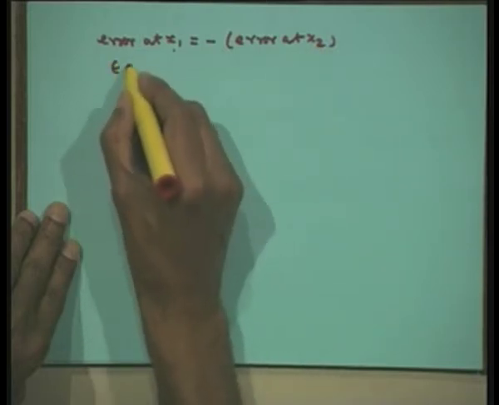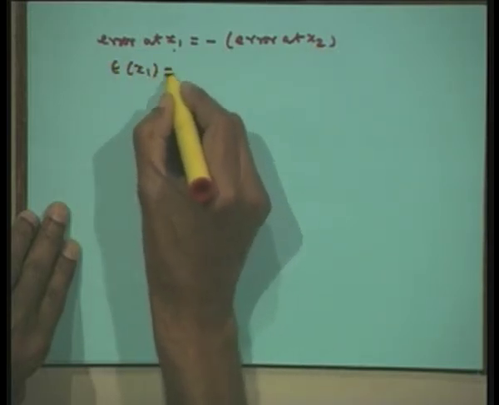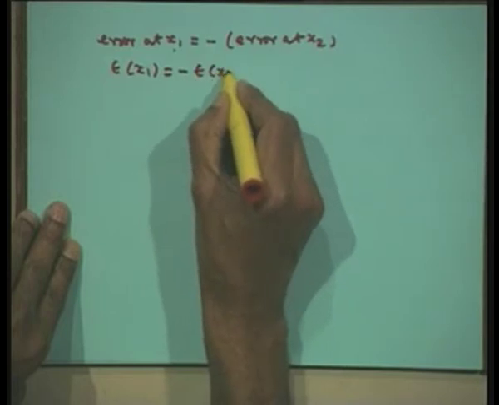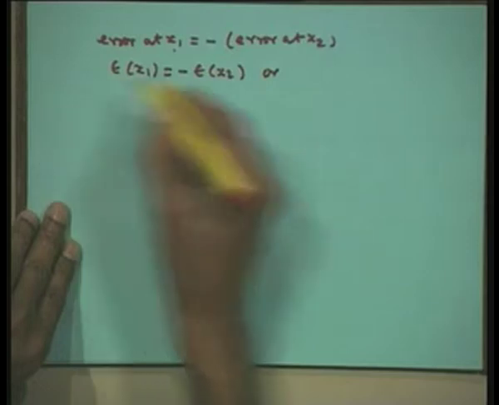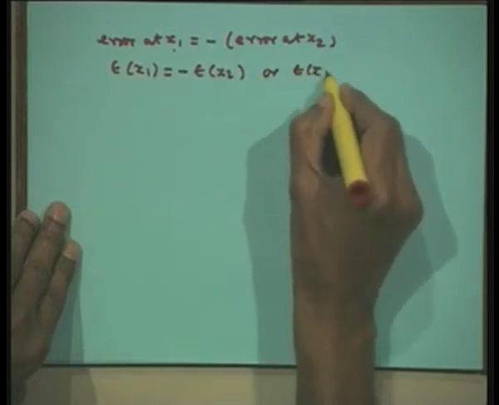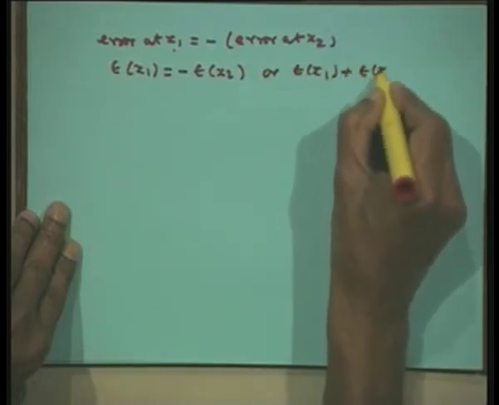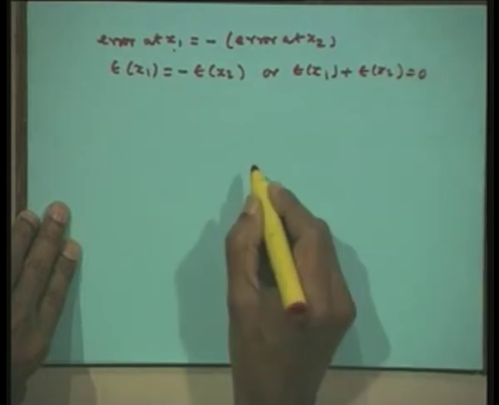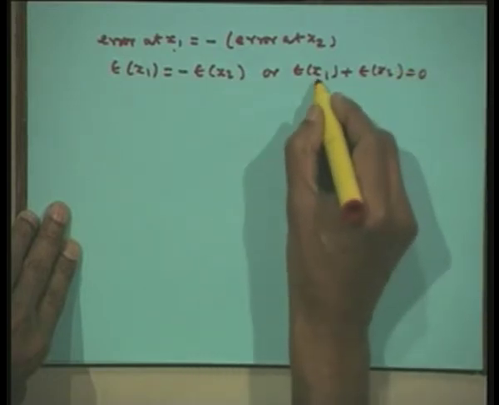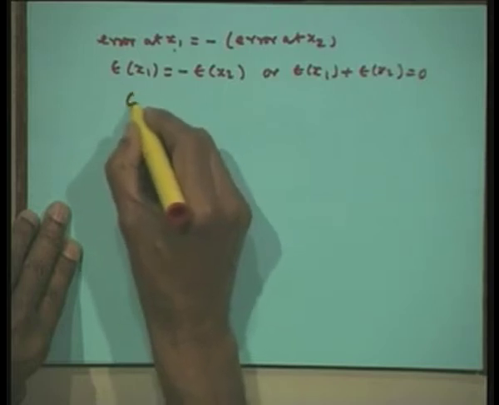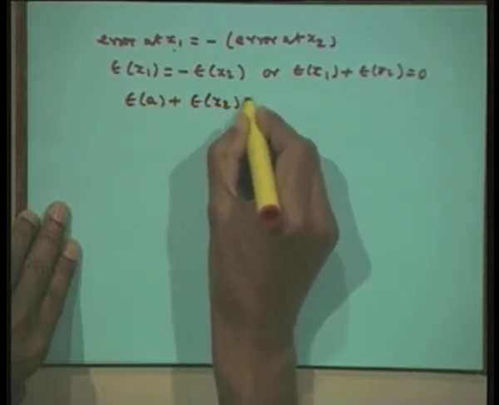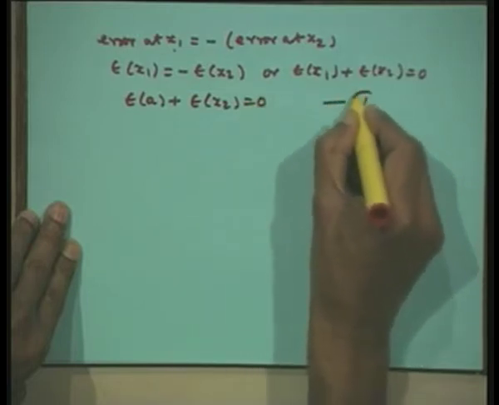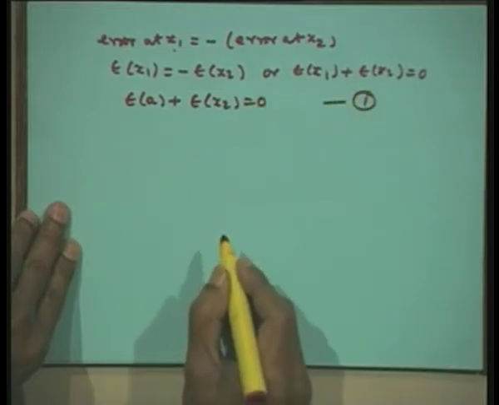That means epsilon x 1 is equal to minus epsilon x 2, or I can take it to this side also and write epsilon x 1 plus epsilon x 2 is equal to 0. Now, since x 1 is equal to A, I can also write this as epsilon A plus epsilon x 2 is equal to 0. Let us number it as 1.